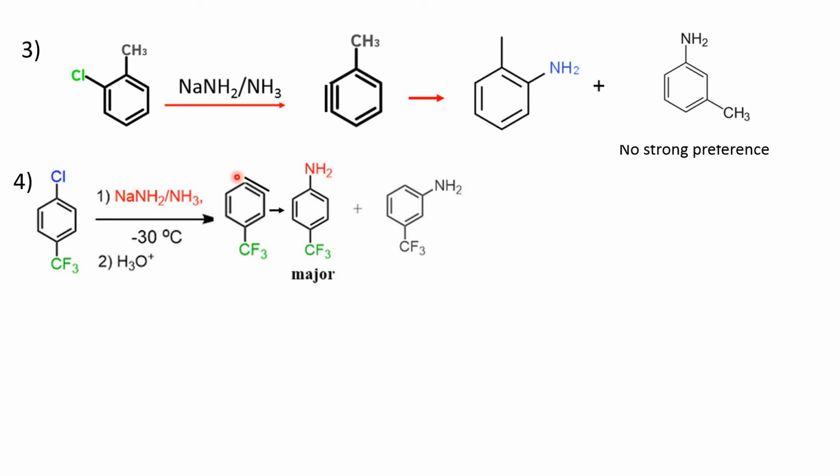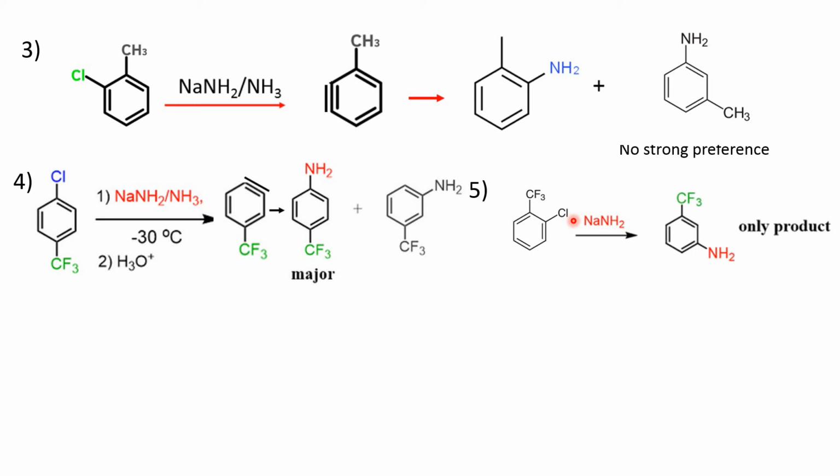Then what will be the product? Say nucleophile comes here. Another product, of course, is where the nucleophile comes here, but this is the major product. Now coming to the fifth example. Now see here. Here also the same groups, but in the ortho position.